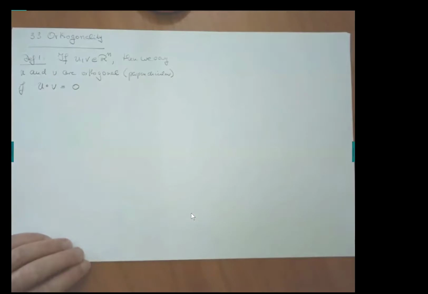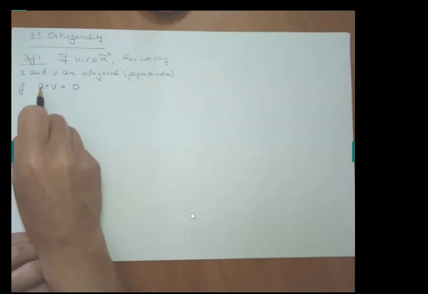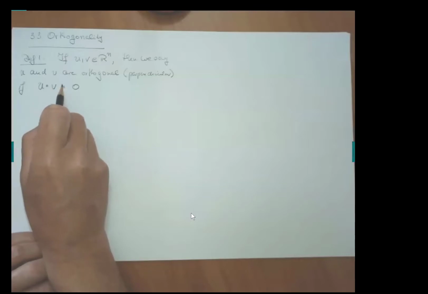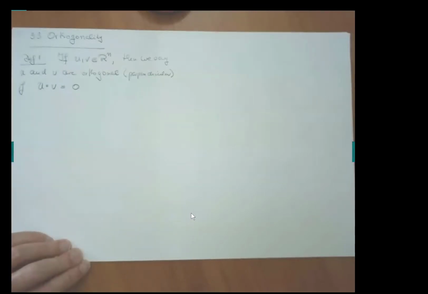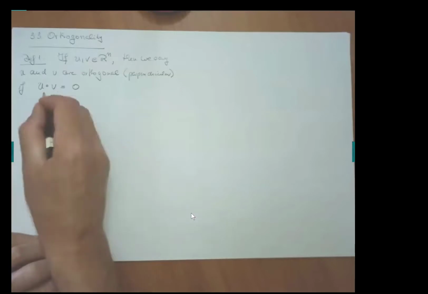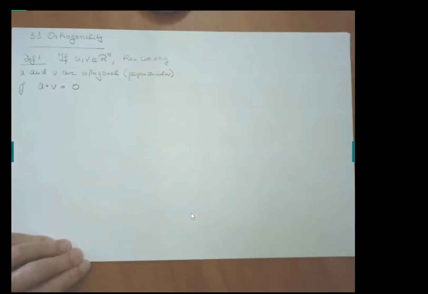And keep in mind, remember, the dot product is norm u times norm v times cosine, and the cosine is 0 if the angle is 90 degrees. So this essentially means that the angle between the two vectors is 90 degrees. So that's what it means.